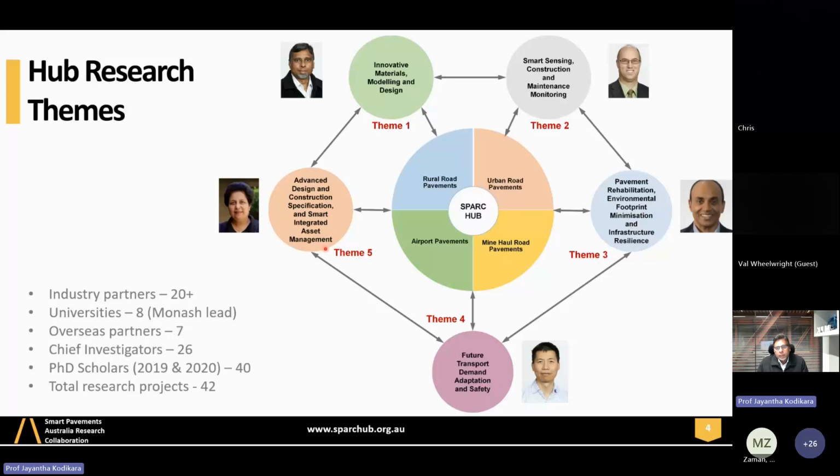Each theme is run by a leader, and they may not be everybody in Monash University, maybe in some other universities as well. We try to cover urban roads, rural roads, airport pavements, and mine haul roads, and so on. This hub is a collaboration between about 20 odd industry partners and 8 local universities, and 7 overseas partners who are basically advisors and providing in-kind support. Then we have chief investigators, who are academics from these participating universities, some 26 people. The engine room for the hub is PhD scholars. We have up to 40 PhD scholars and a total of about 42 projects. We are in the 5th year now, so we have another year to go, and we are in the latter part of this program.